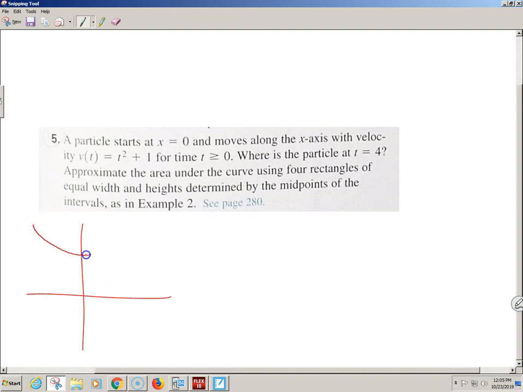So t squared plus 1 is a parabola shifted up 1. We're going between 0 and 4. This is our velocity. And we're trying to approximate with 4 rectangles of equal width and height. So if they're equal, then can't I split it up in 1 and 2 and 3?